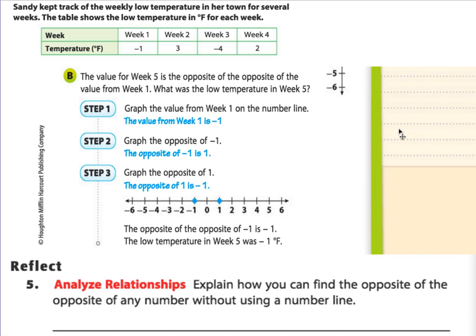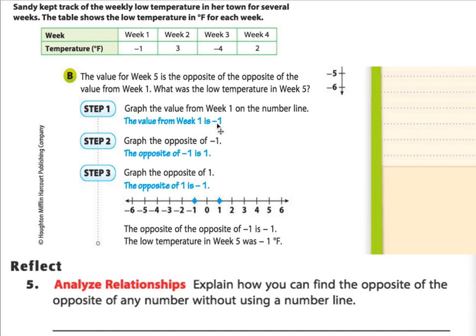Now we're going to talk about the opposite of the opposite. So we're getting a little crazy here. So if you look at week 1, we want to find the opposite of the opposite. Okay, so the value for week 5 is the opposite. So we're trying to find the value for week 5, and we know that it's the opposite of week 1. So it's the opposite of 1. So we have to find the opposite twice. It's a lot of opposites.